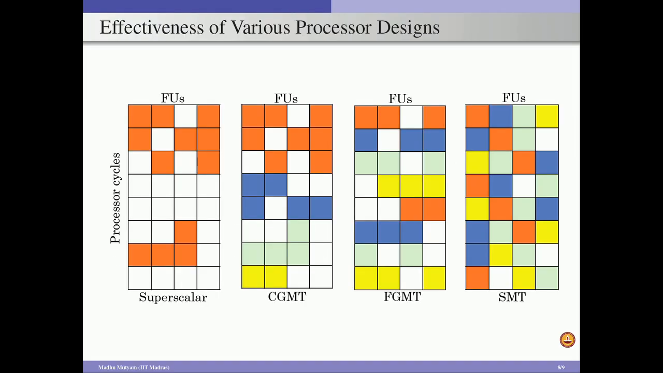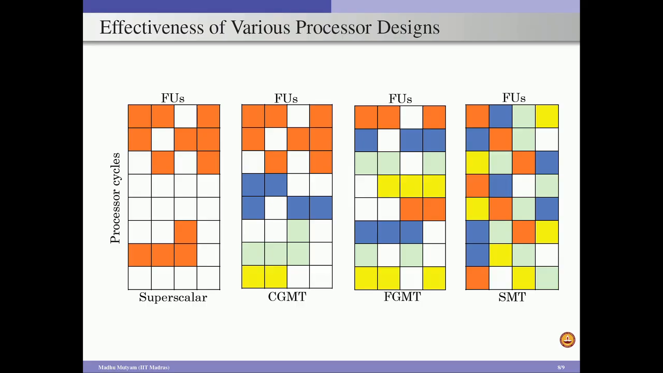So, in summary, we can look at different processor designs and see how each of these designs makes use of the functional units in each processor cycle and improves the overall performance. If we consider a superscalar processor, because instructions from a single thread are issued onto the functional units, and because of a lack of instruction level parallelism, we may not efficiently utilize all processor cycles and all the functional units in each cycle.